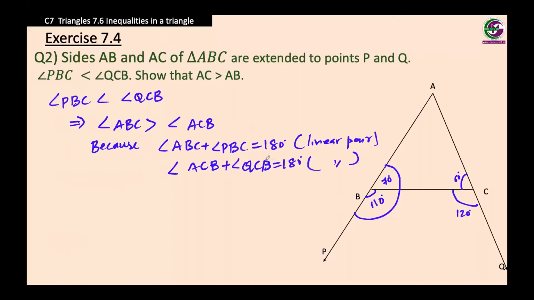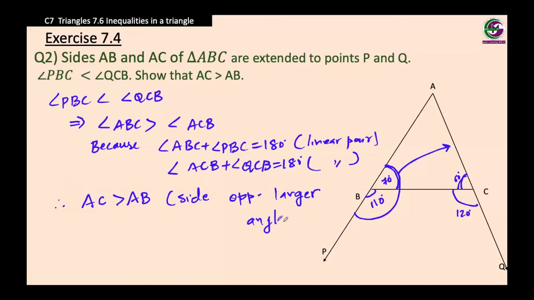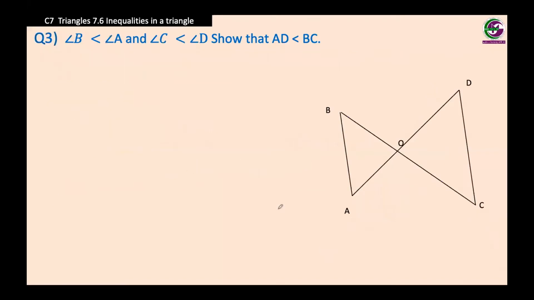Writing it this way will be harder, but to understand it is easy. That's why I just wrote some numbers so everyone will understand better. But to explain, you have to write the full names of the angles. So we discovered that angle ABC is larger and this angle is smaller. By the theorem, the side opposite to the larger angle is longer. Therefore, AC is greater than AB, because that is the side opposite to the larger angle. Simple proof, right?